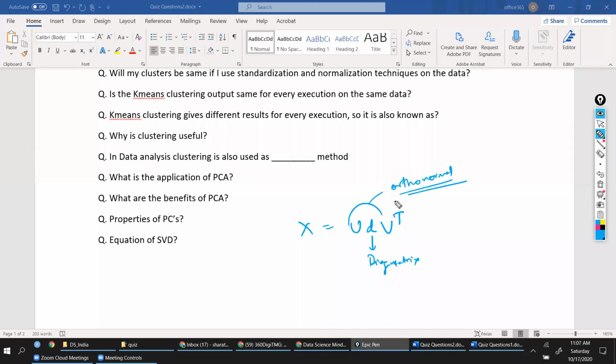Orthonormal means they are perpendicular to each other, and when you take the squared values of the columns of each of these matrices and sum them, it will be equal to a unit vector. You will get 1. So these are the properties of your matrices. SVD deals with this equation.